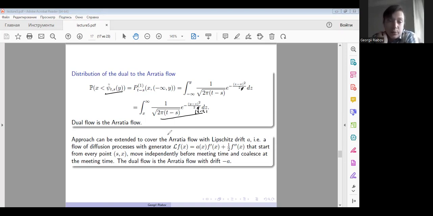This approach can be extended for Arratia flows with a drift of this type, so we'll look at diffusions of such type that move independently before meeting, and call this the meeting time.